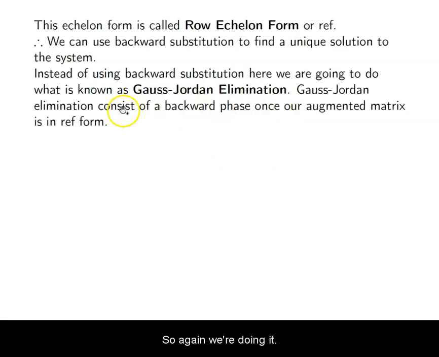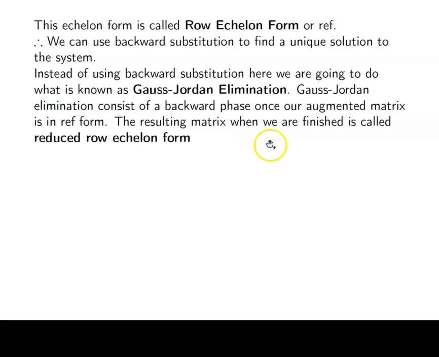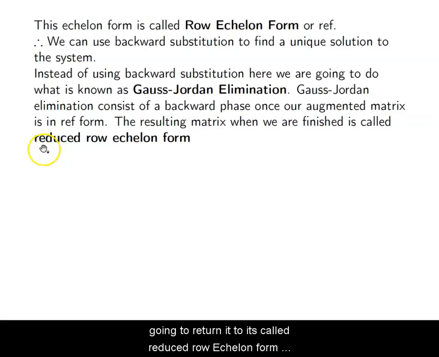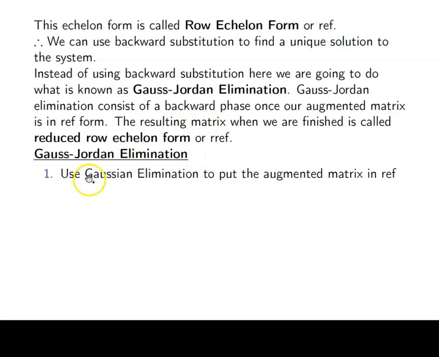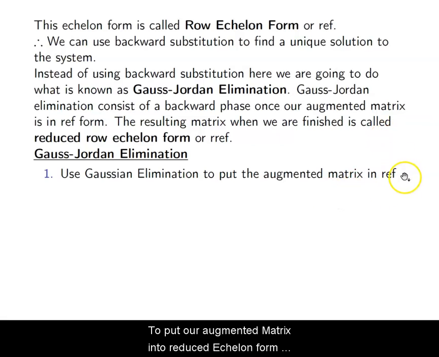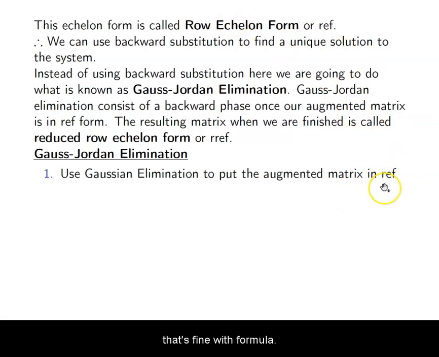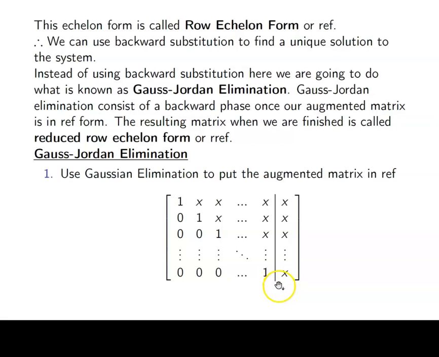Again, what we're doing is we're going to turn our form, instead of reduced echelon form, into what's called reduced row echelon form. This is a little bit more powerful, just a little bit more work to find our answer and be able to look at it and say, okay, I know exactly what my answers are. So for Gauss-Jordan elimination, the first step is to use our Gaussian elimination, which is the forward phase, to put our augmented matrix into reduced echelon form, that triangular form we have, like this.